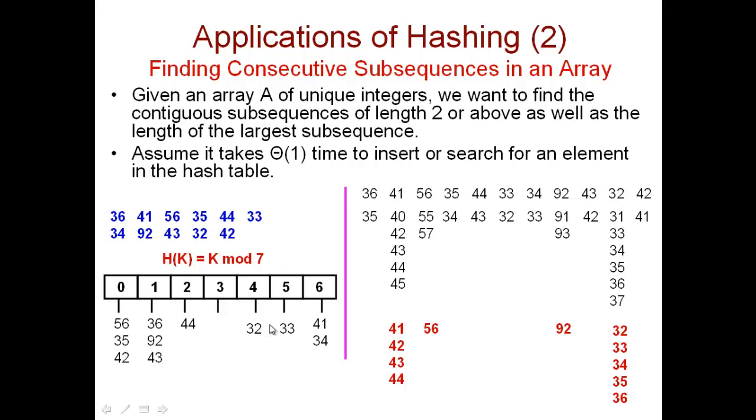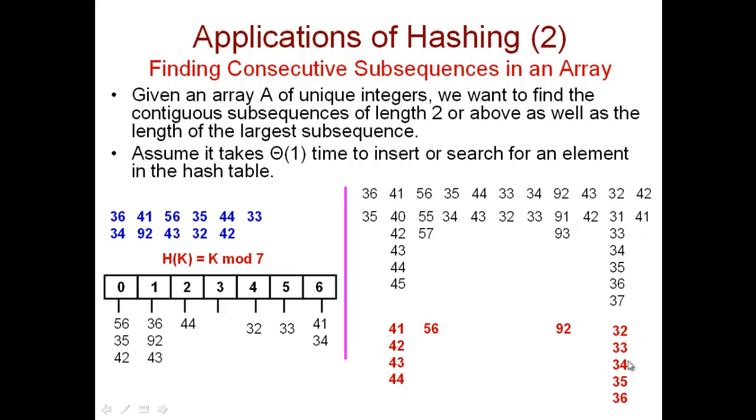Now for 32 to be a starting element, check for 31. 31 mod 7 is 3, and 31 is not there. So 32 is the starting element of a subsequence. Now check for 33. 33 mod 7 is 5. It's there at index 5. The link is there. So 33 is part of the array.